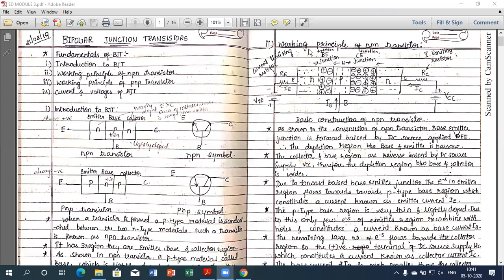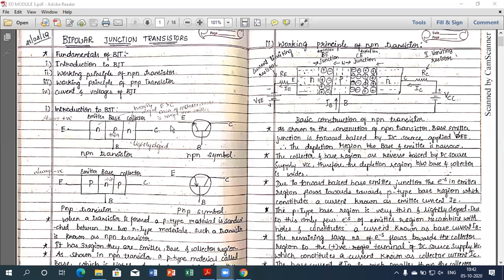So in the previous class, we have discussed the bipolar junction transistor. In that, first we have discussed the definition. According to the definition, a transistor is nothing but an amplifier which is used to strengthen weakened signals. The major application of the transistor, that is BJT, is in communication systems. In that, first we have discussed the fundamentals of BJT, right?